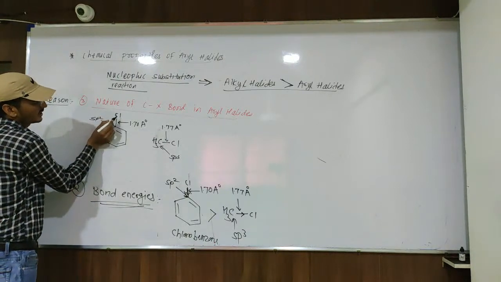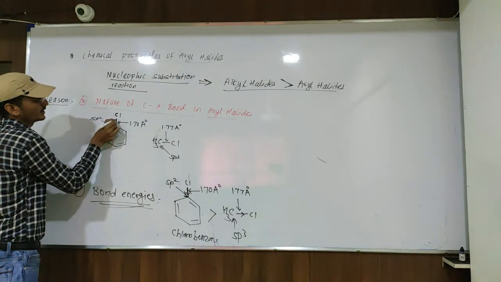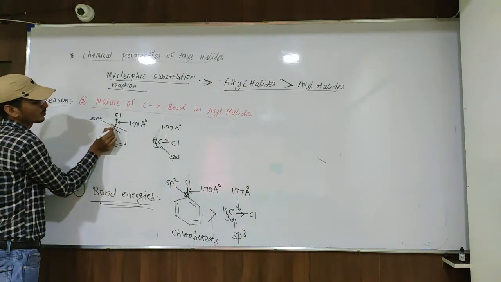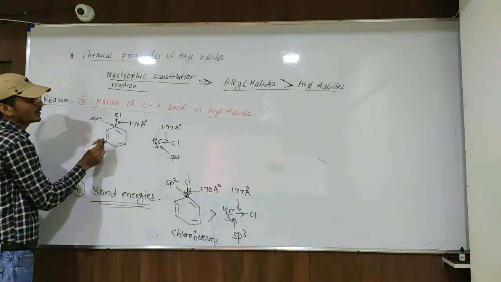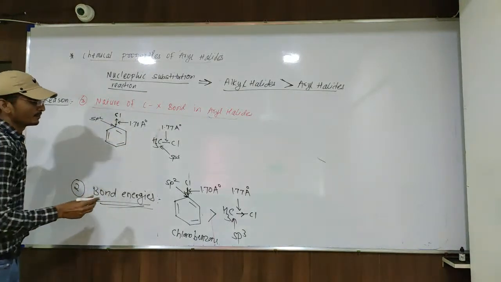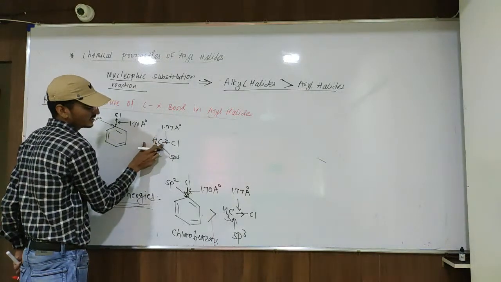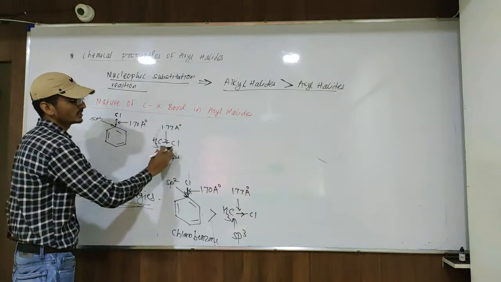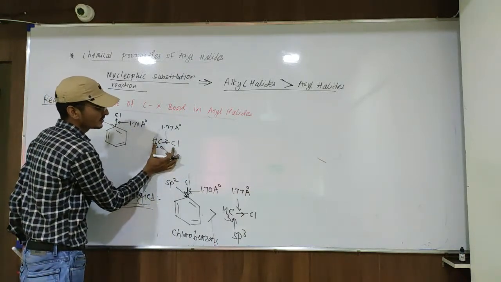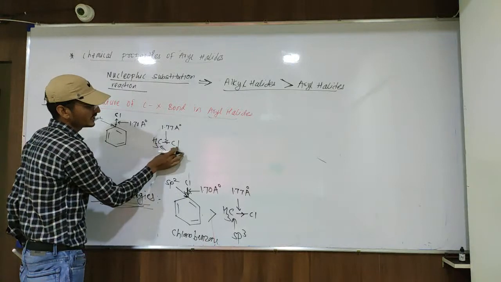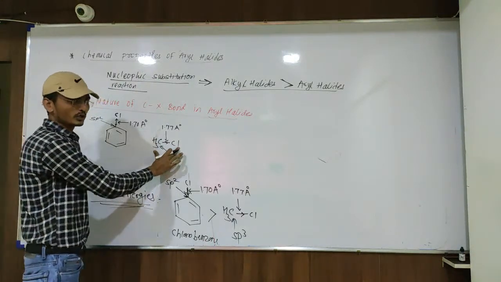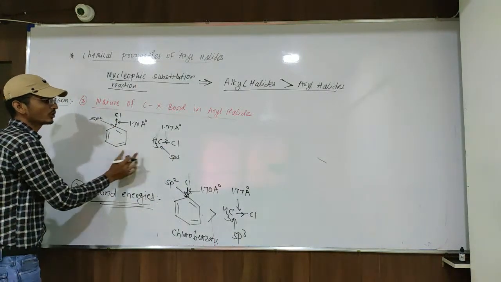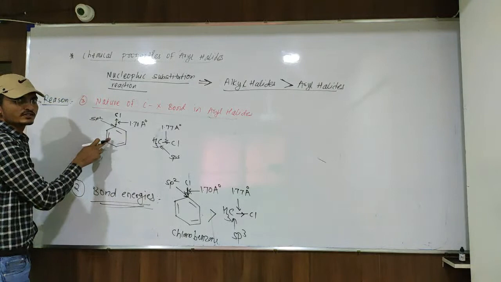No doubt this Cl is electronegative and pulls the electron density towards itself. But this carbon also pulls electron density, so the resultant pulling force decreases. But in this case, the CH3 does not pull the electron density, so here Cl always pulls the electron density towards itself. That's why the C-Cl bond in methyl chloride is more polar compared to the C-Cl bond in chlorobenzene. So polarity is more in this case and less in this case.